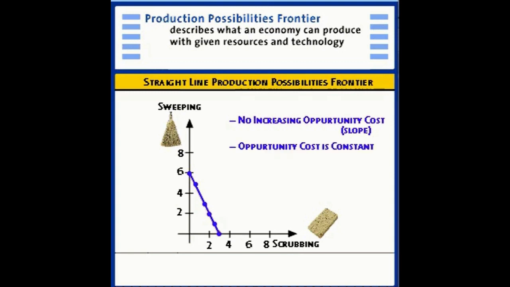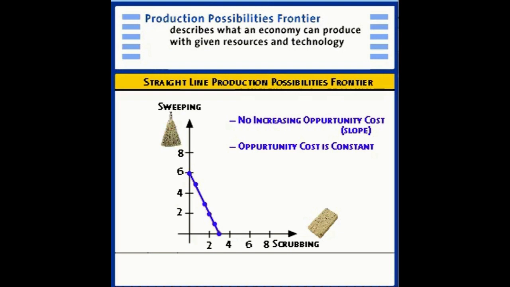The constant opportunity cost of 1/2 of a scrubbed room for every room that you want to sweep, or 2 swept rooms for every room that you want to scrub. This constant opportunity cost gives us a straight line production possibilities frontier.